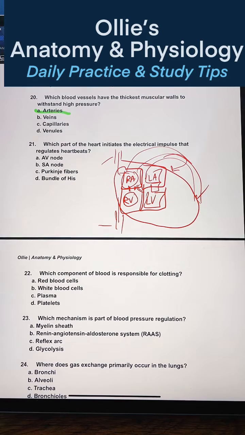Number 21, answer choice is B. It is the SA node. That is the natural pacemaker of the heart that initiates the electrical impulse that regulates heartbeat.